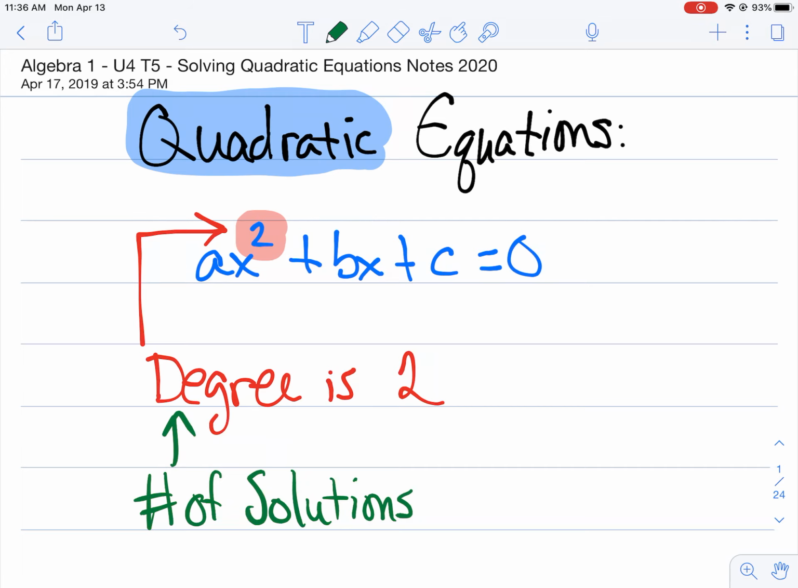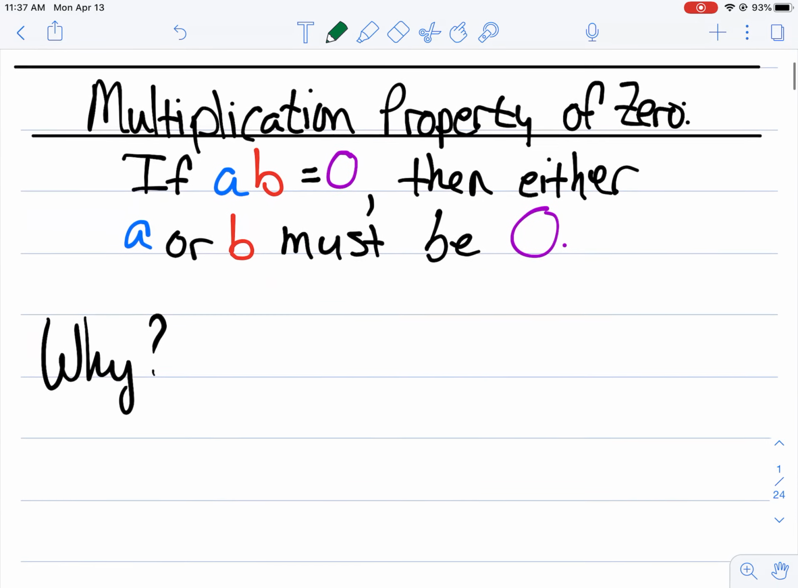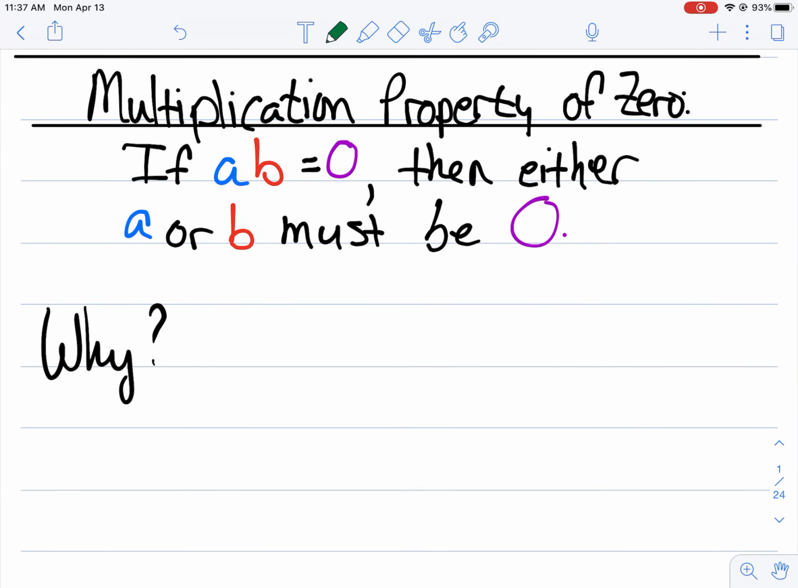One of the tools we need when we solve these equations is called the multiplication property of 0. You learned this a long time ago in grade school, but we're going to hit it again real fast because we're going to apply it to some algebra ideas. The property says that if 2 things multiply to get 0, then one of the 2 items must be 0. There's no other way to get 0 unless one of the items we multiply is 0.